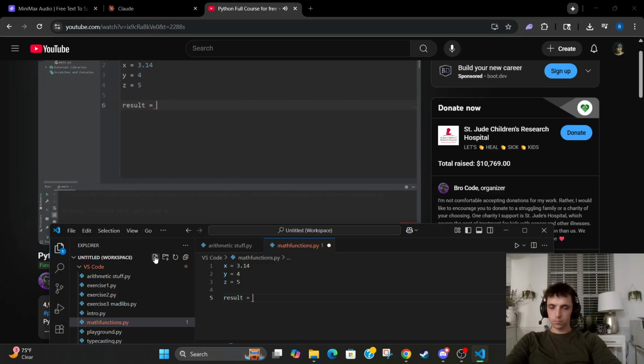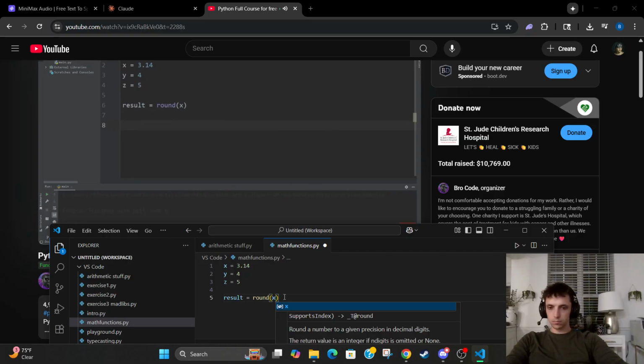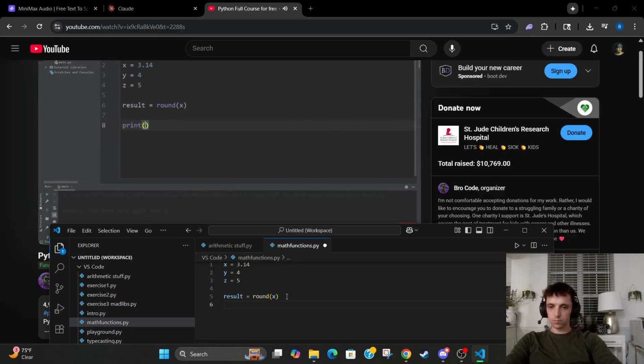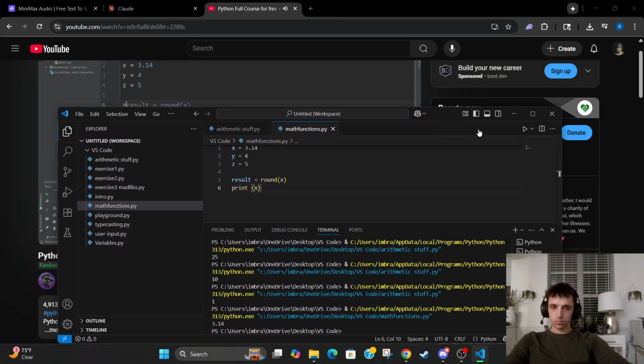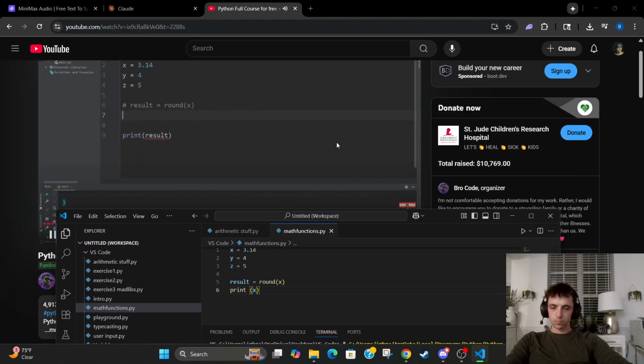I'm going to round x. So there is a built-in round function. After the set of parentheses, we can add some value or variable to be rounded. So we will round x to the nearest whole integer, then print the result. So our result is 3. So that's the round function. With the absolute value function, we can find the absolute value of a number.